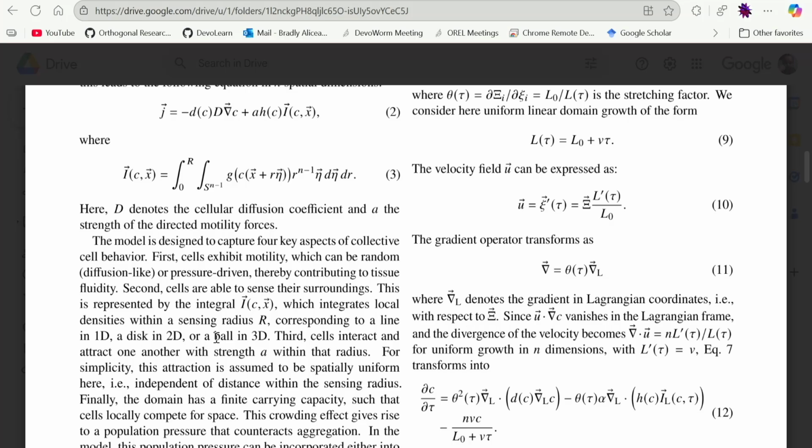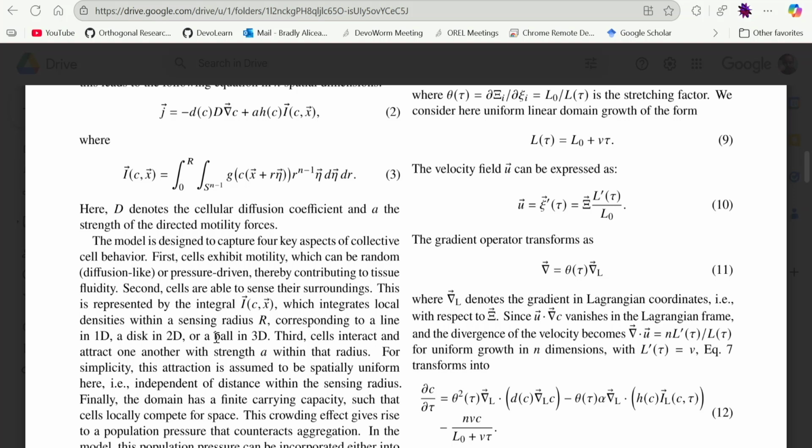Third, cells interact and attract one another with a strength A within that radius. So they interact with each other as they all have the sensing radius. They can not only sense some gradient, but also other cells. And so this is where they can attract. They can exhibit other behaviors like that. So they can coordinate their behavior.